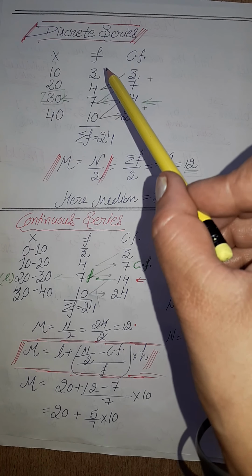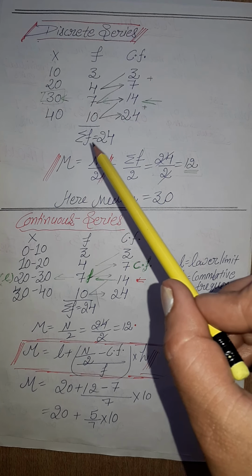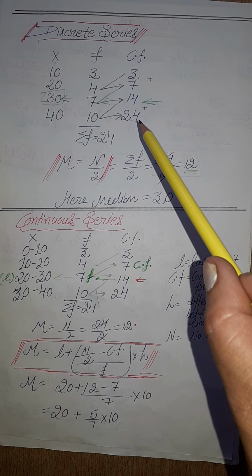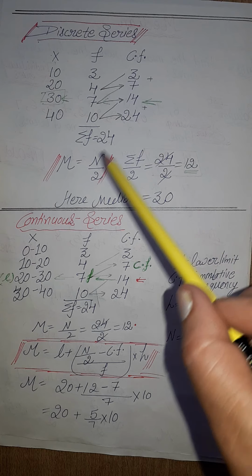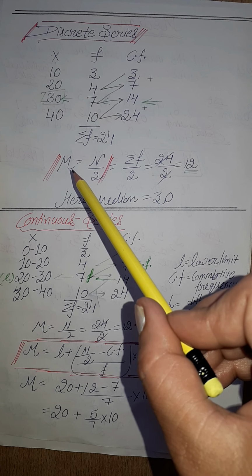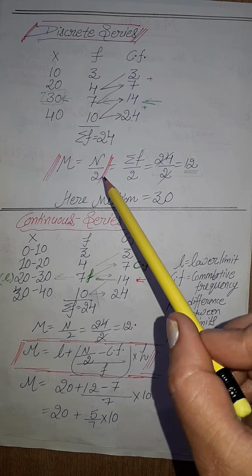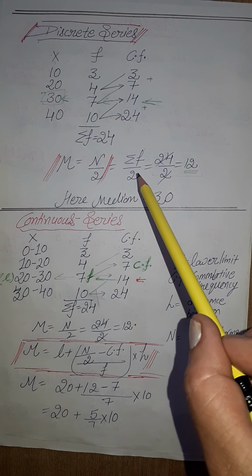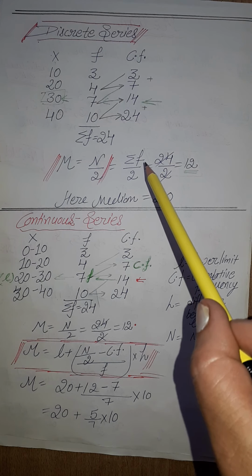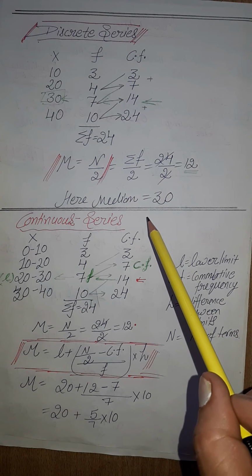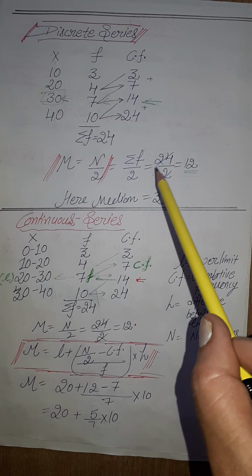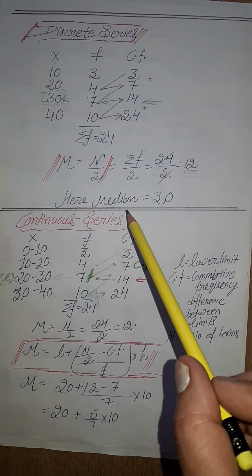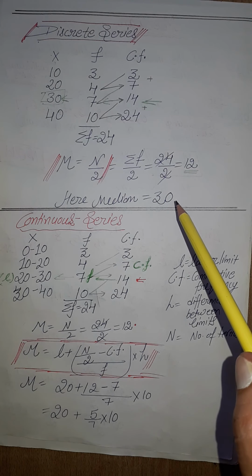Now you add these numbers directly and you also get the same answer. 24 is the last term of your cumulative frequency column. Now we apply the formula of median is equal to n upon 2. n upon 2 means summation f upon 2. After cancelling, you get 12. Okay. Now your median is 30.